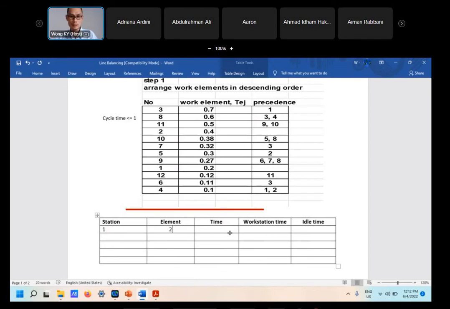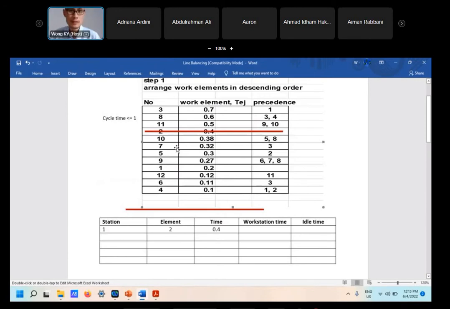Work element 2 has a time of 0.4. Understand? Once you have assigned element 2, you can cancel it, otherwise you will get confused. So you cancel it, you just block it. Draw a line, you block it. Now we go up the list again and repeat the process.